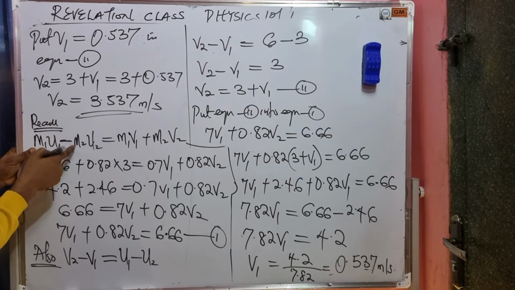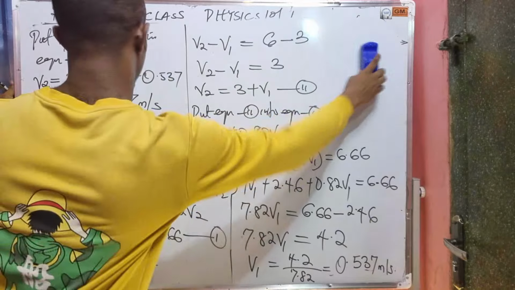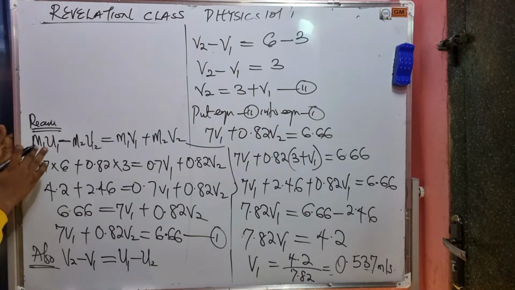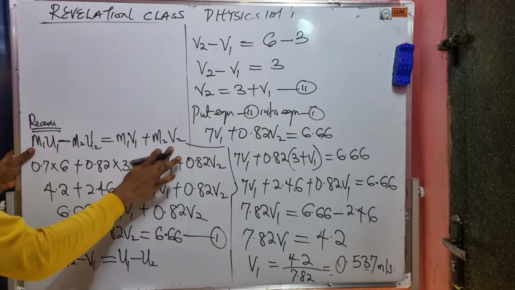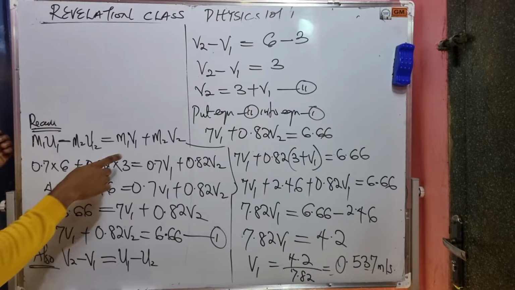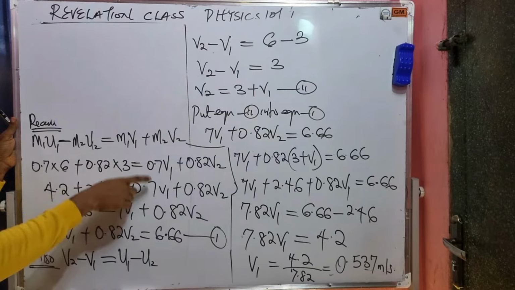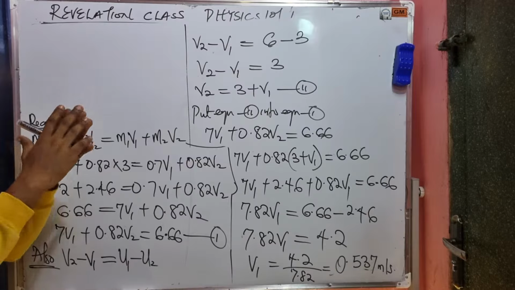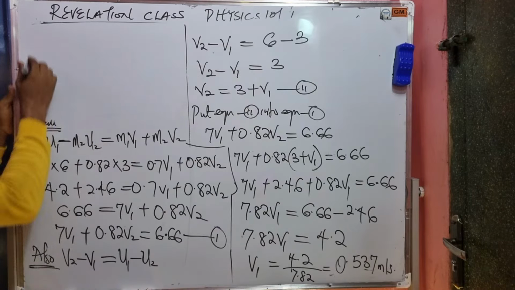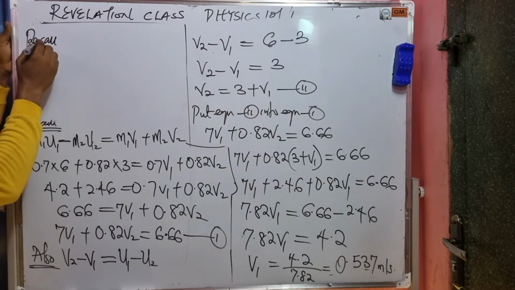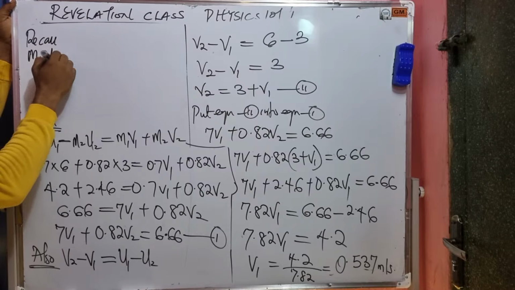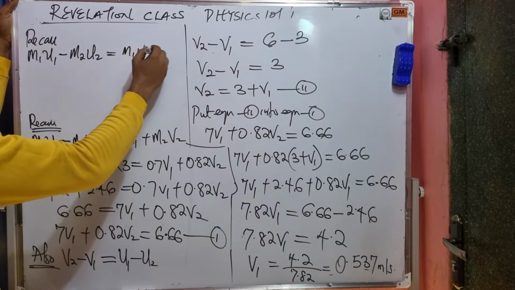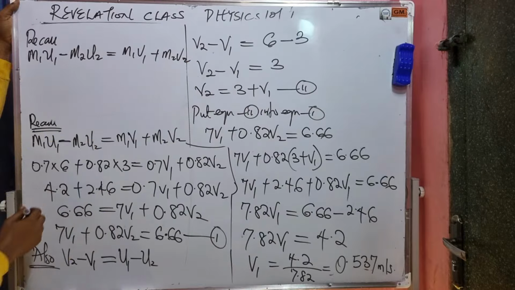So M1U1 minus M2U2 should be equals to, so let's resolve this and see what we are going to have in this question. Like I always say, while you are solving, don't force your minus sign here. It is your value of your speed that will determine the direction at which the two bodies are moving, right? Okay, so let's recall again. We're going to have here M1U1 minus what? M2U2 equals to what? M1V1 plus M2 what? V2. Is that clear?